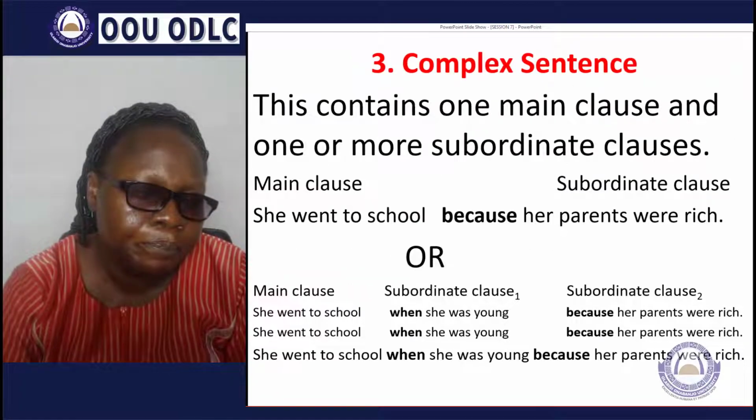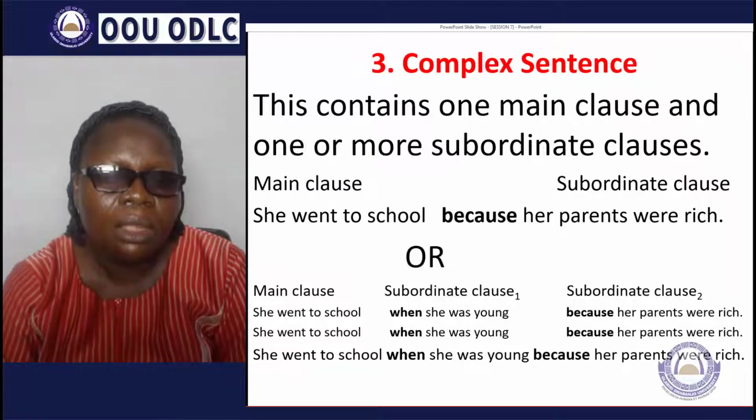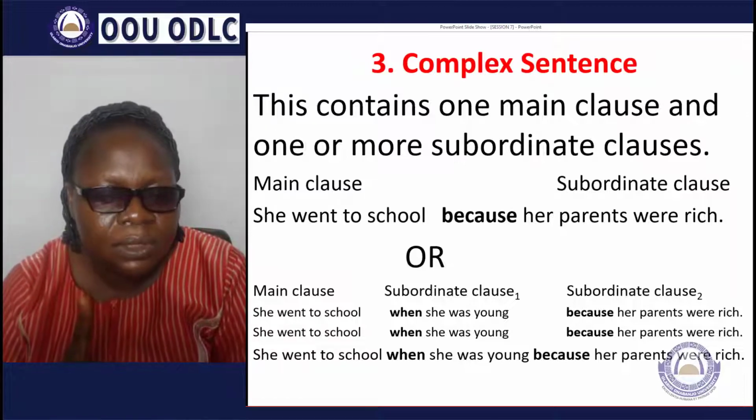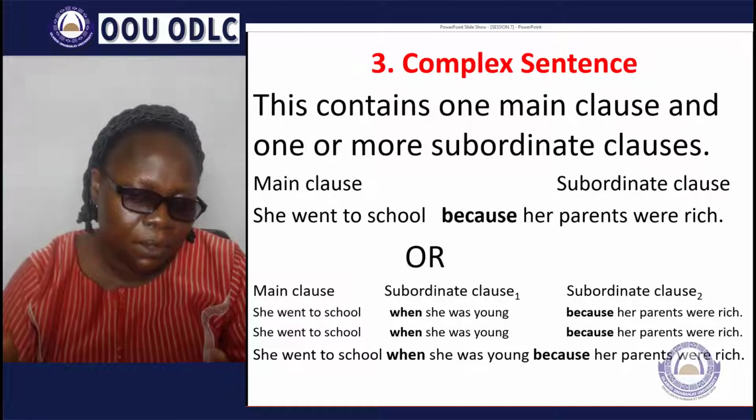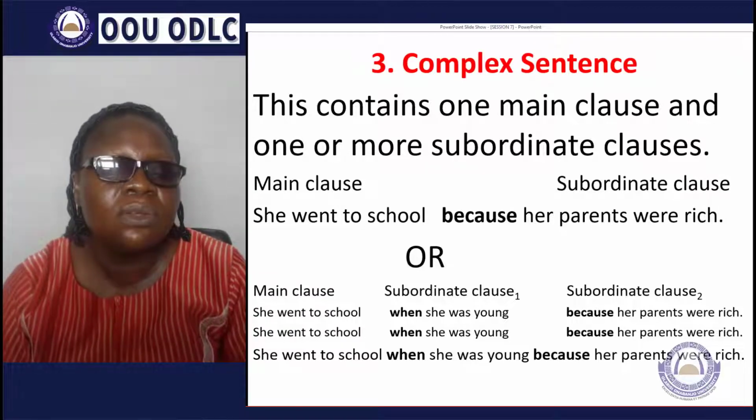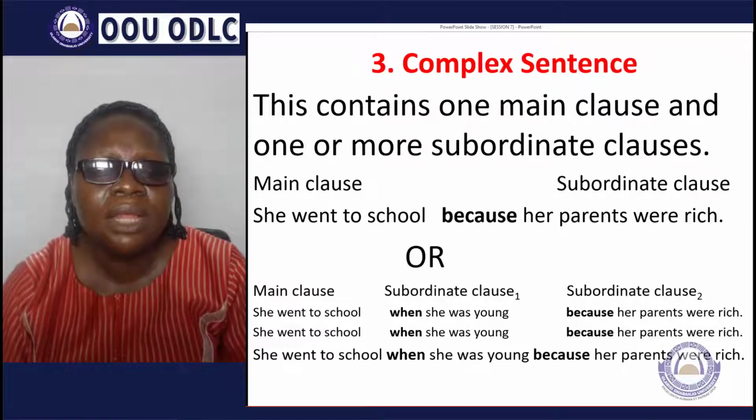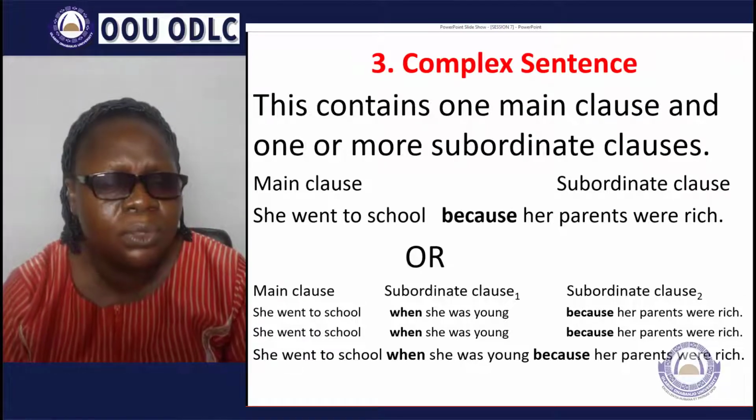Number 3, let's talk about the complex sentence. This contains one main clause and one or more subordinate clauses. Look at the example. She went to school. That's a main clause. It can stand on its own.